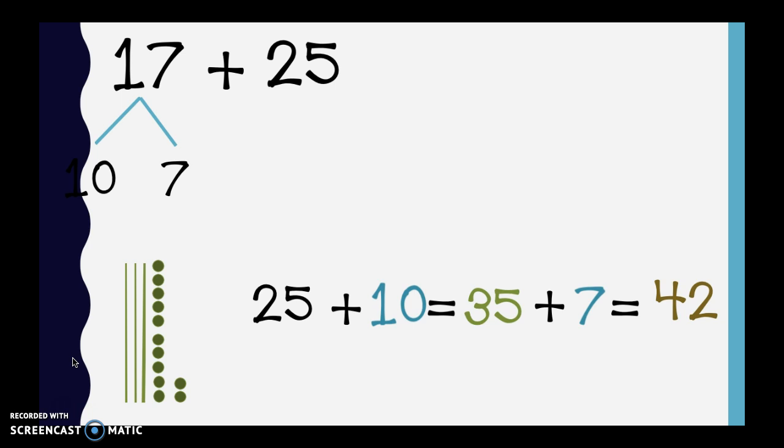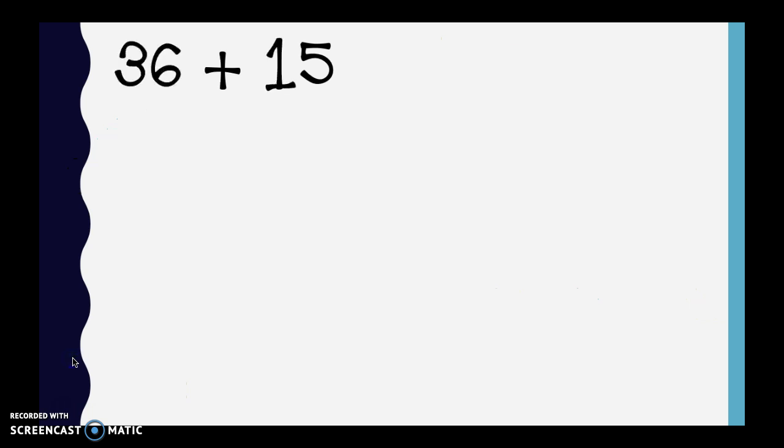All right, now I just started at 25 and I added the different parts of 17. And that gave me my total, which is 42. So that must mean 17 plus 25 is also 42. Okay, friend, it's your turn to try it by yourself. I have 36 plus 15.